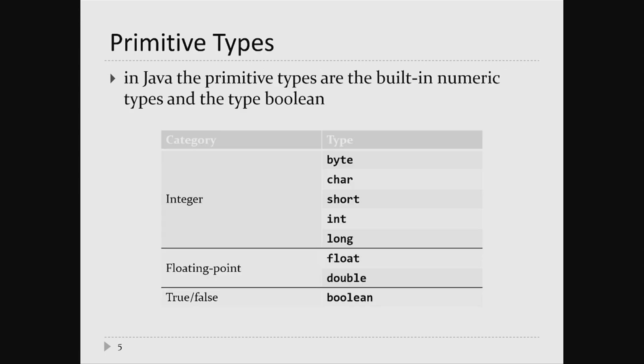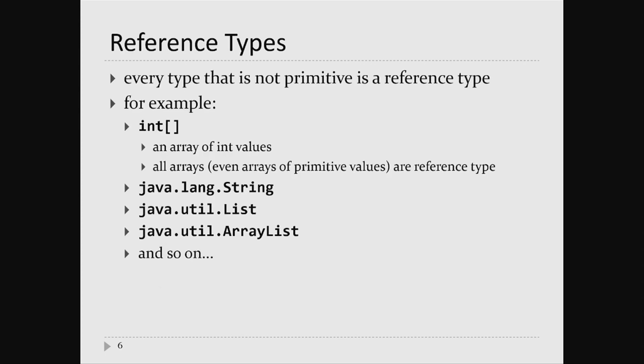You know that there are primitive types in Java. There are the 8 primitive types. We've seen these before. And you know that there are reference types. So anything that's not primitive is a reference type in Java. Arrays are reference types, even if they're arrays of primitive values. So an array of int is considered a reference type in Java. A string is a reference type, a list is a reference type, an array list is a reference type, and so on. In fact, in Java, most things are reference types.